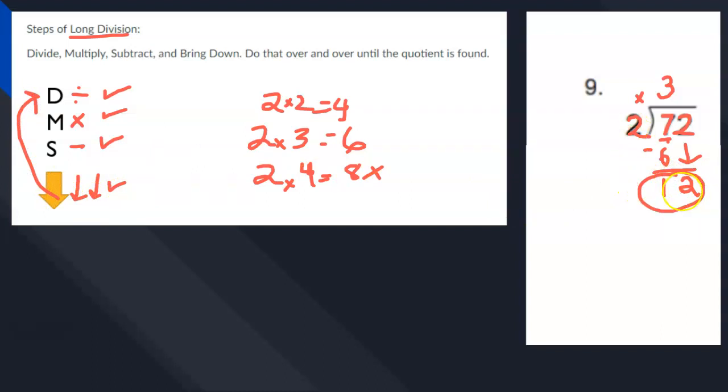How many times does 2 go into 12? 12 divided by 2 is 6. 6 times 2 is 12. Subtract. 0. Do we have a remainder here? We do not, because our answer left over is 0.